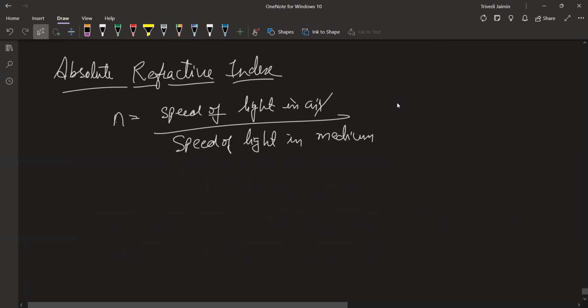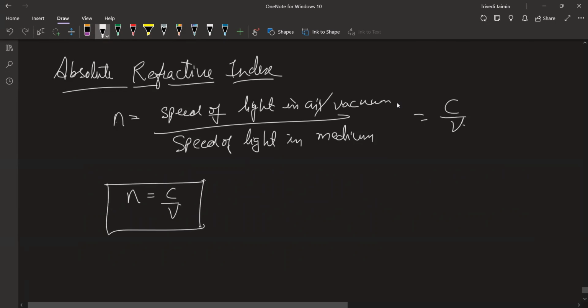But actually, the standard medium can be air or vacuum. Generally, we take air and vacuum as the same, with the same value, 3 × 10⁸. But actually it's not exactly 3 × 10⁸; it is 2.99 for air, and for vacuum it is 3 × 10⁸. So n equals c by v.